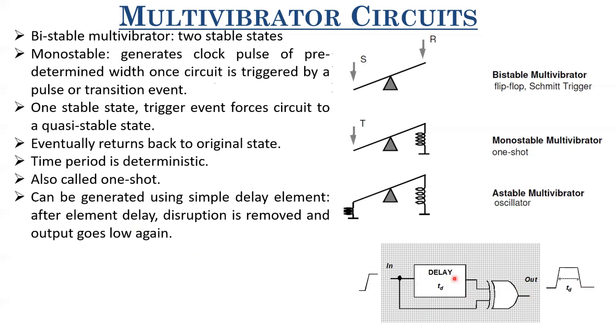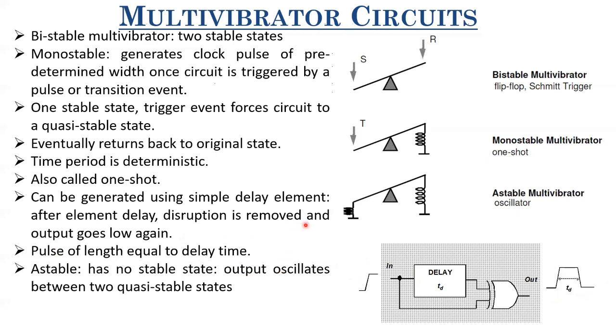So after this TD time, the two inputs again become equal, 1 and 1, and the final output of the circuit goes to 0. And hence, just by introducing a delay element in this path, you have been able to generate a clock pulse, or I would say a one-shot pulse, of time period TD, right? Now, the pulse is of length equal to the delay time, that's obvious.